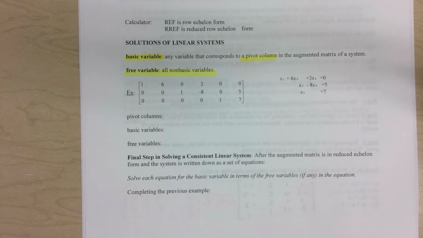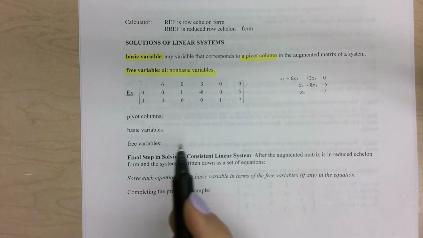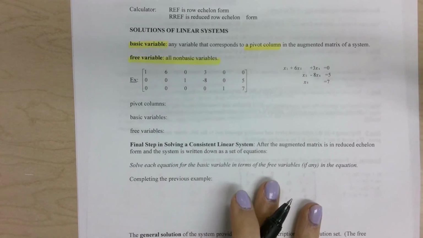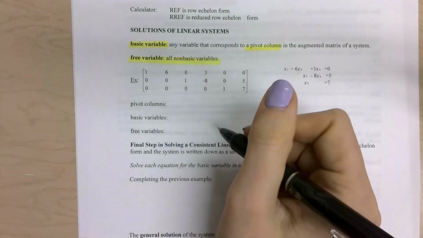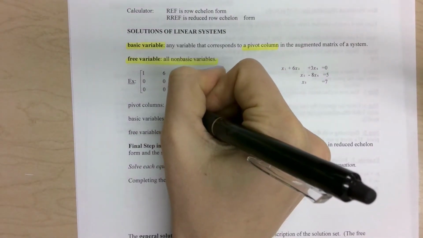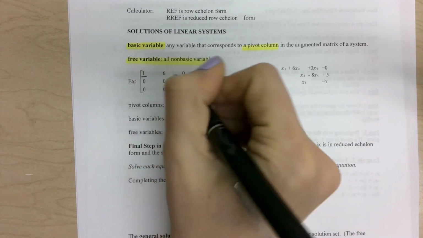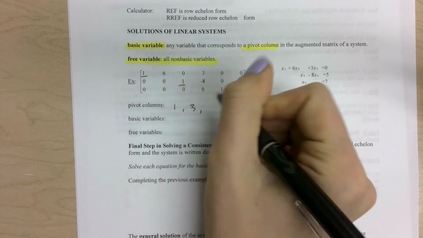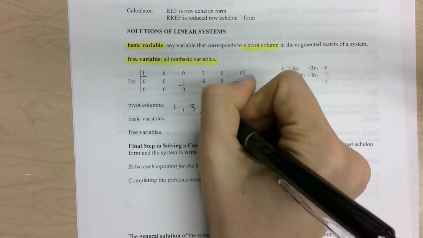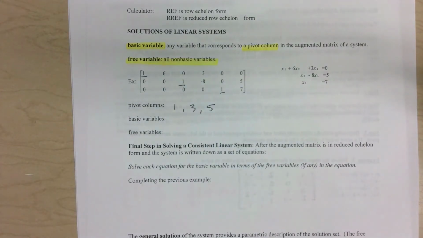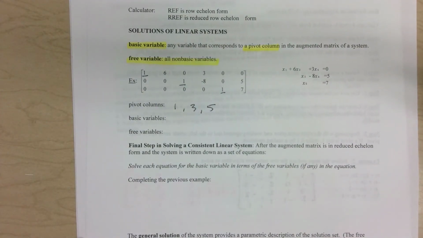So here, our pivot columns are, and again, sorry computer science people, you're going to be super mad at me, but our pivot columns are column 1, so here's a pivot, 3, and 5. Okay, those are our columns. Again, I apologize, we are going to start with 1 though.